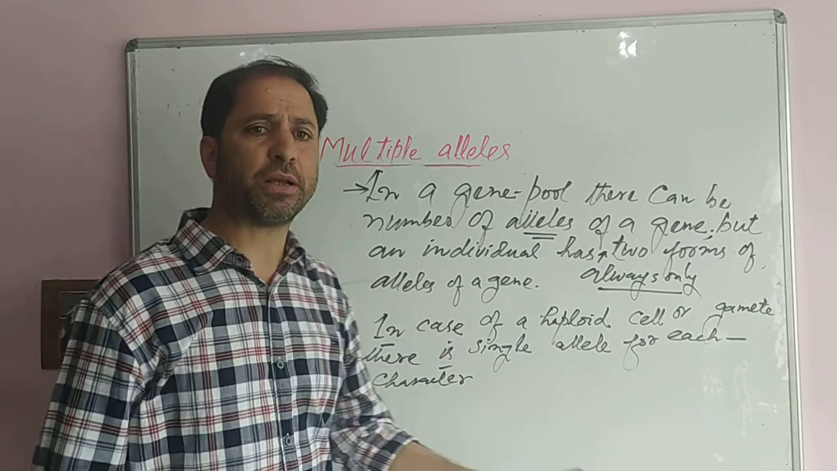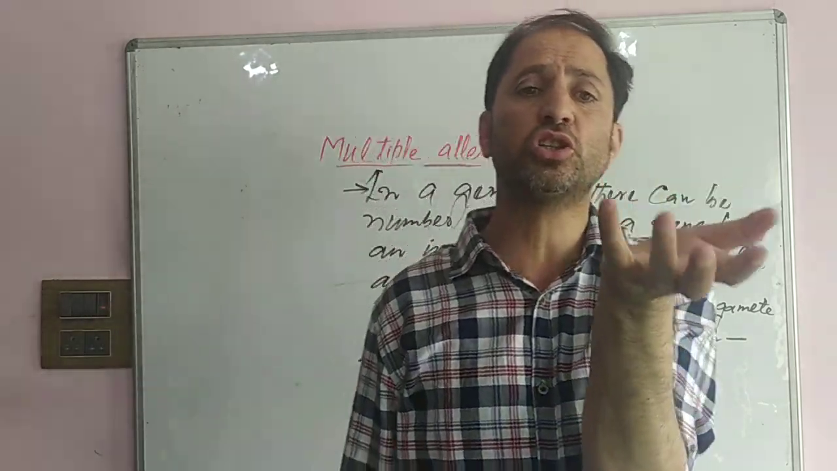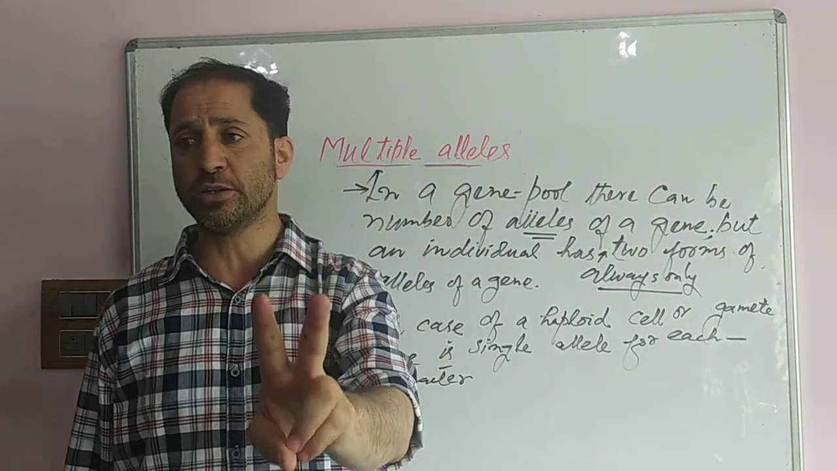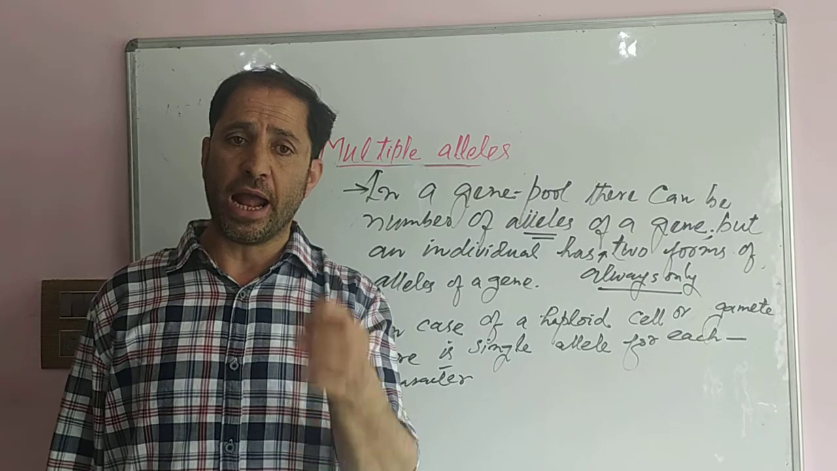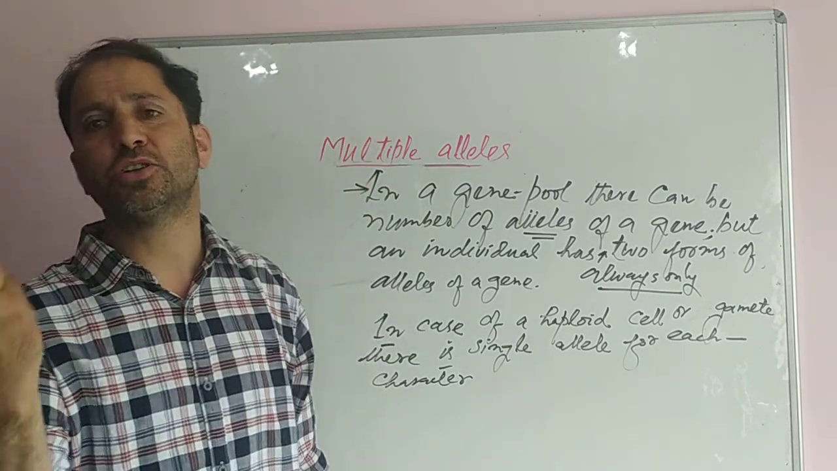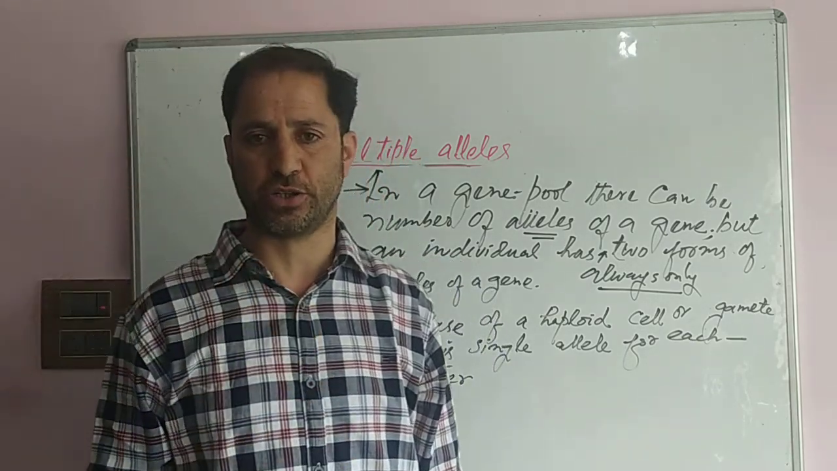Despite the presence of many alleles of a gene in the population, in the gene pool, a diploid individual has only two alleles, and a gamete or a haploid cell has a single copy, because gametes are haploid. They have a single set of chromosomes, so a single allele for each character.